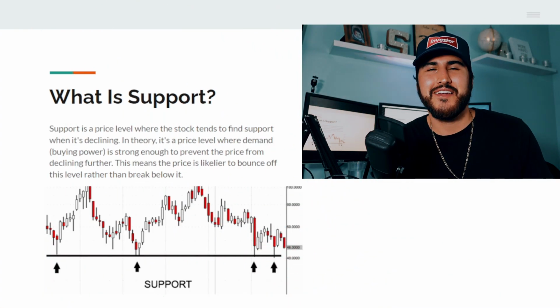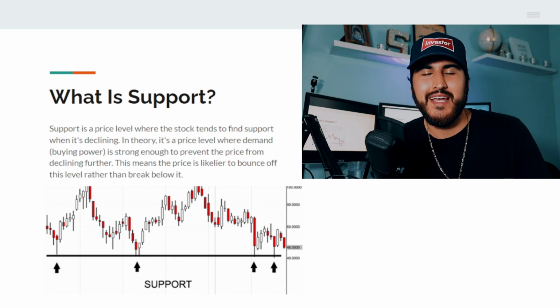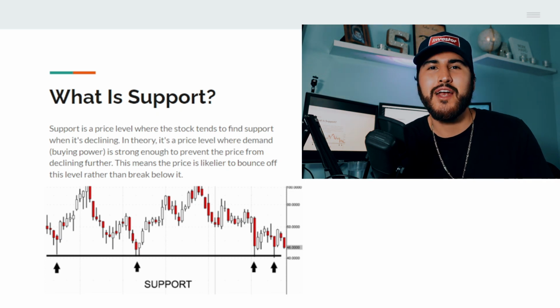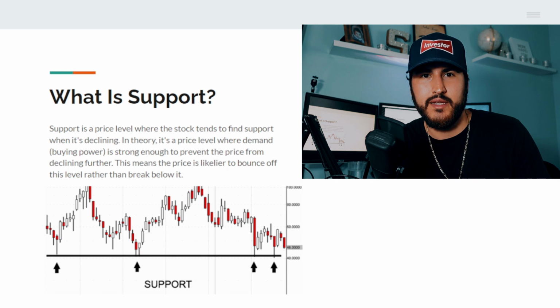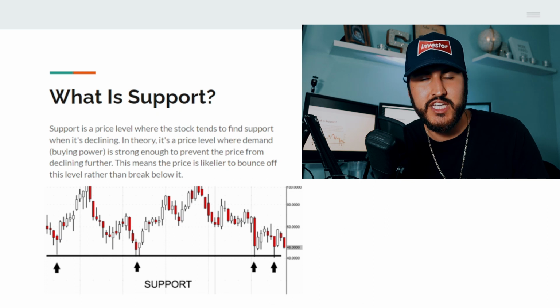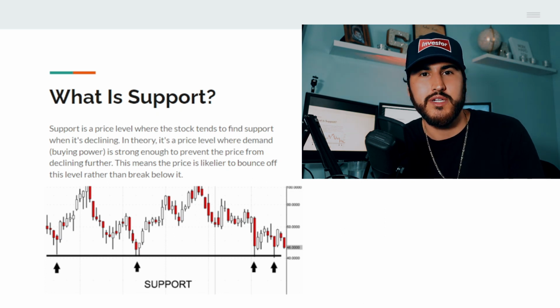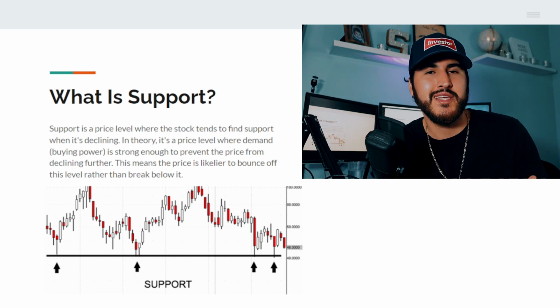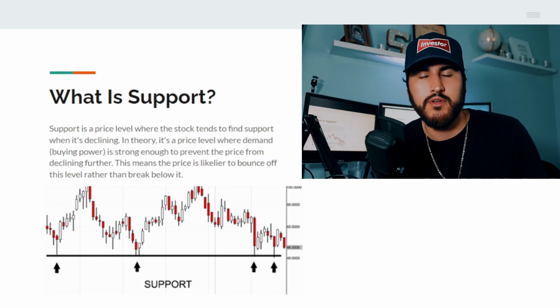All right, let's get started. What is support? A support is an area where buyers are more likely to step in and sellers are more likely to stop selling because it's a point based on technical analysis where it looks like the stock is very cheap and therefore buyers are going to come in, or at least it's a point on the charts where it seems very likely the stock is going to rebound, so that persuades buyers to come in.